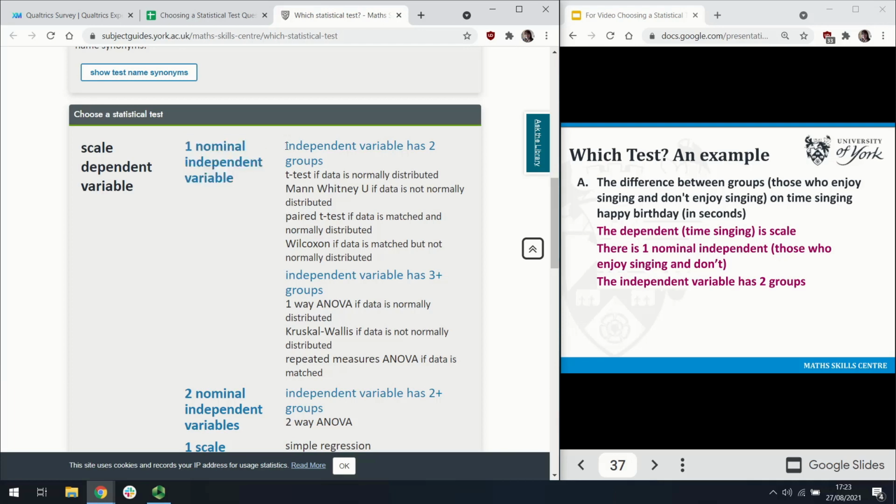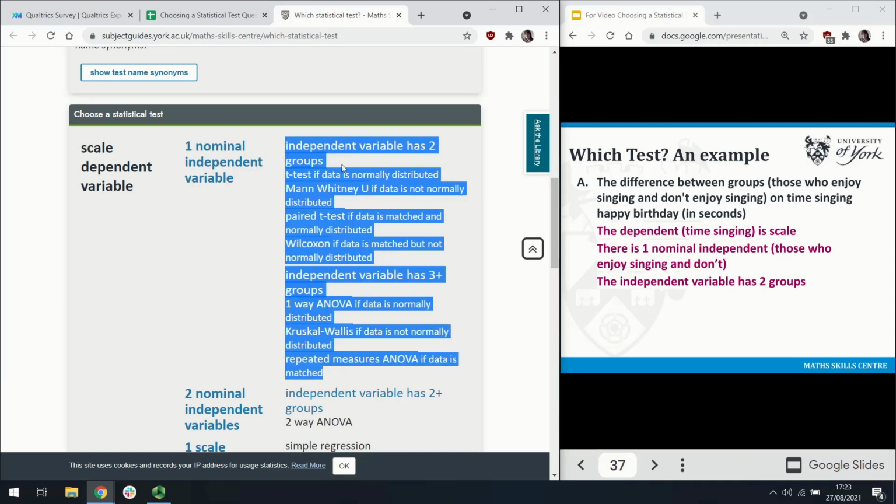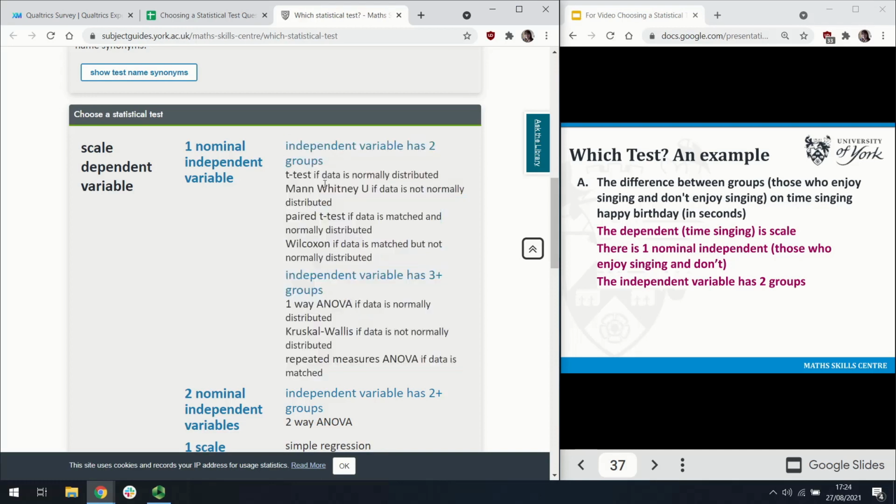So I know now that my stats test is somewhere in this list of stats tests. The thing I've got to choose between now is whether my independent variable has 2 groups or 3+ groups. Don't get mixed up with the number of groups and the number of independent variables. We've got one independent variable and we've got 2 groups. Remember, our 2 groups are those who enjoy singing, that's 1, and those who don't enjoy singing, that's 2.